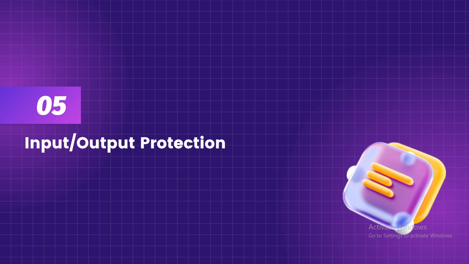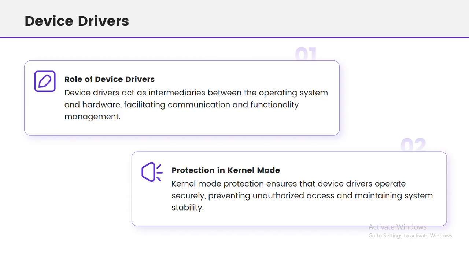Fifth one, I/O protection, input-output protection. Device drivers. Role of device drivers. Device drivers act as intermediaries between the operating system and the hardware, facilitating communication and functionality management. Protection in kernel mode. Kernel mode protection ensures that device drivers operate securely, preventing unauthorized access and maintaining system stability.